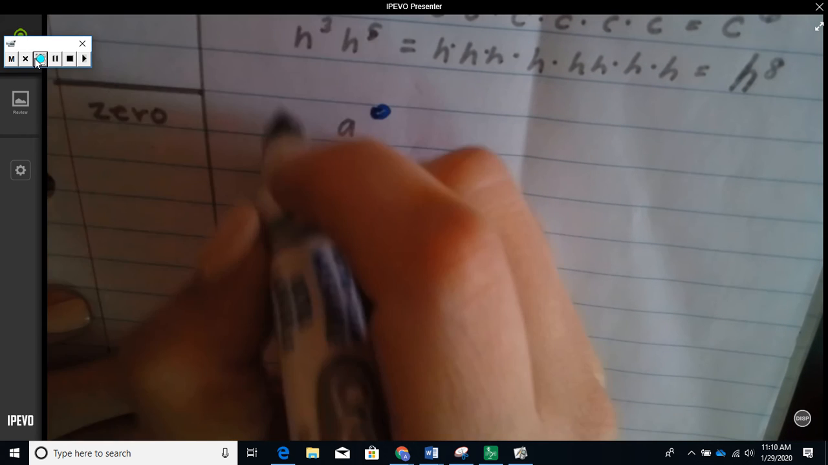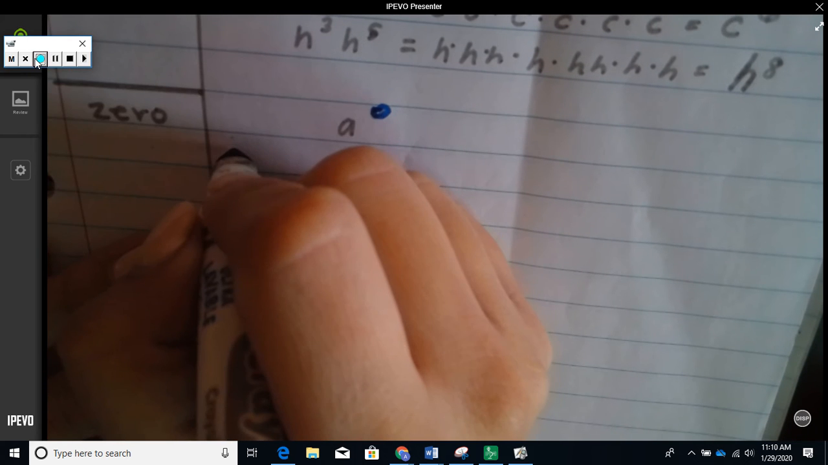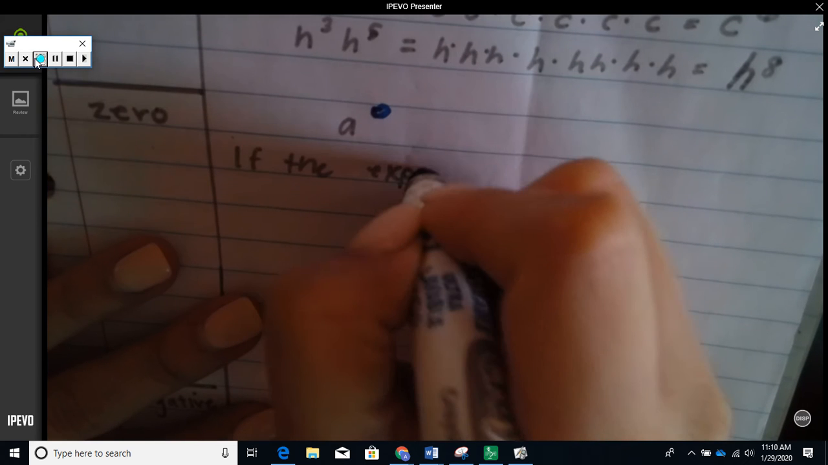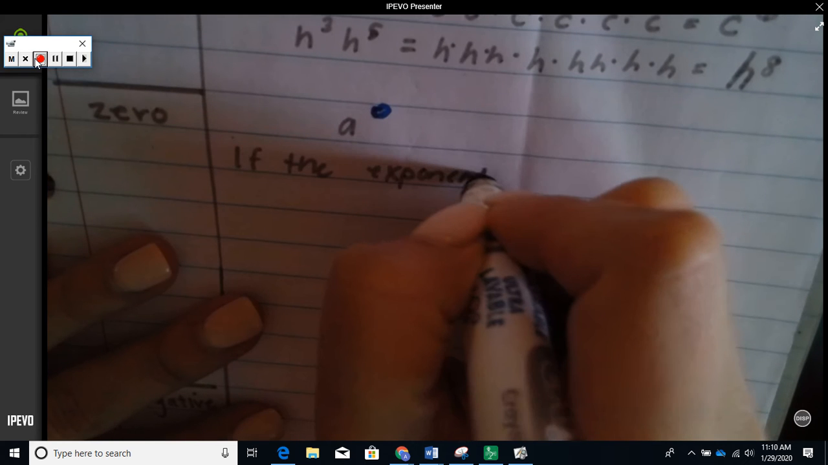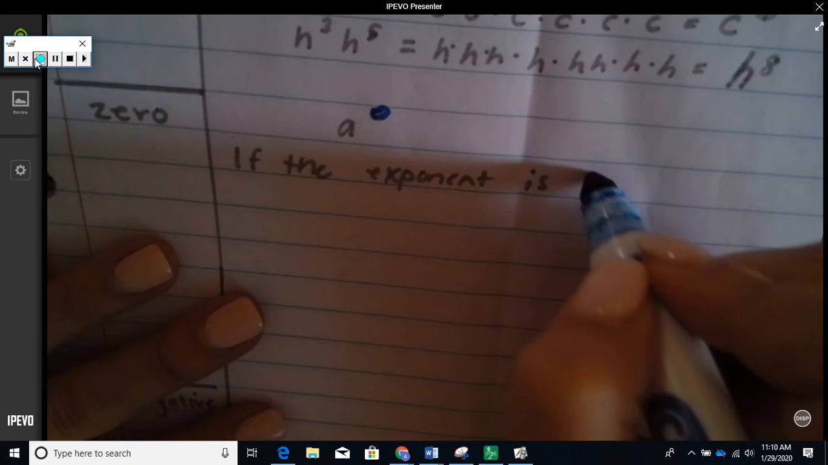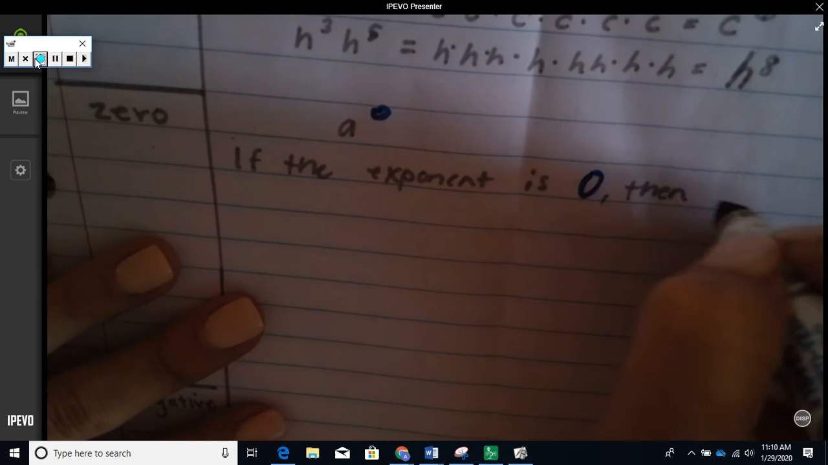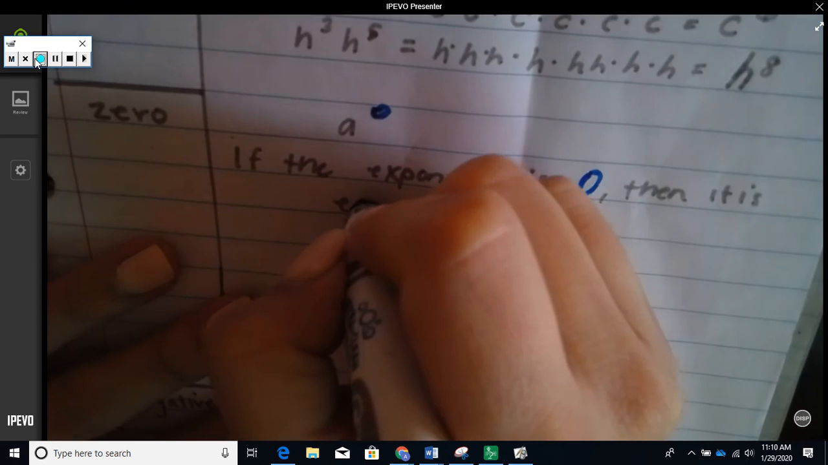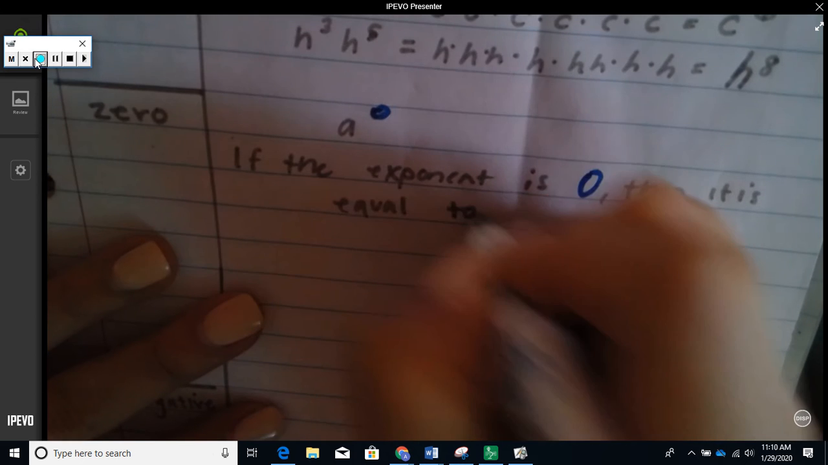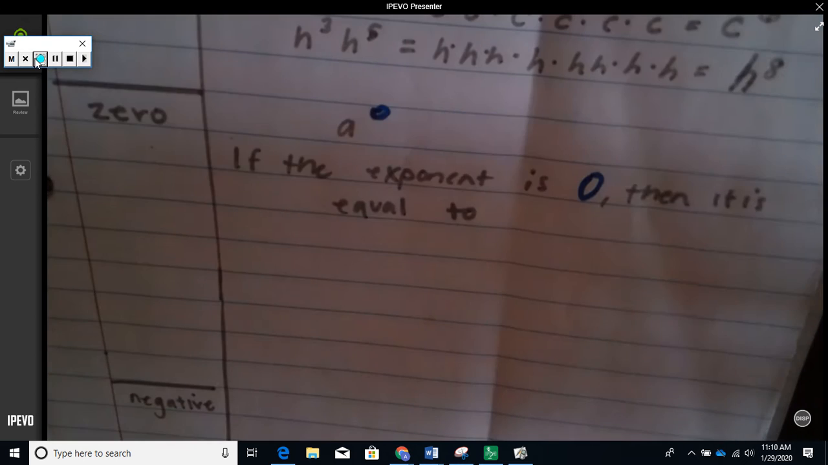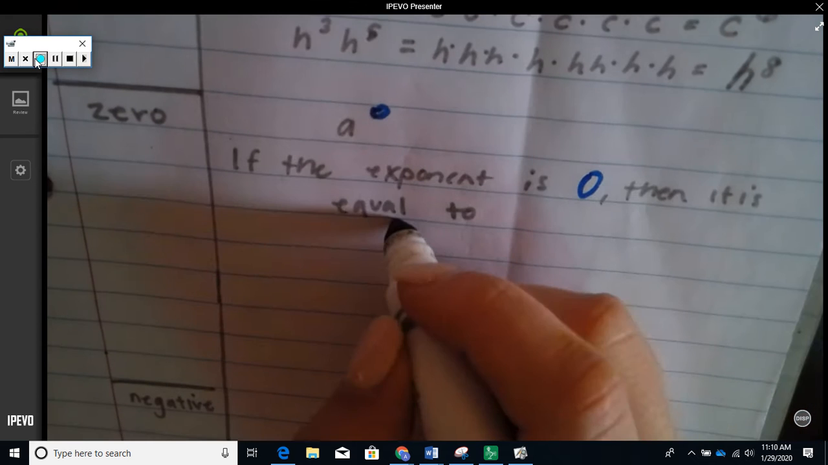So if the exponent is 0, then it is equal to... well, here, I'll show you. I'll show you a couple of ones.